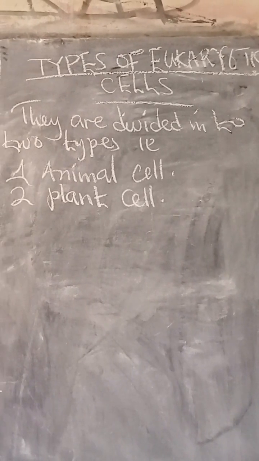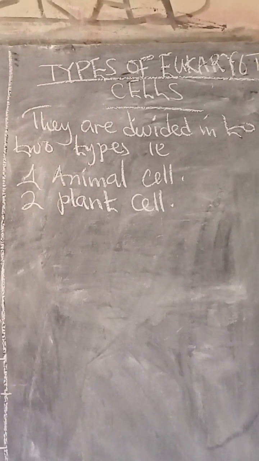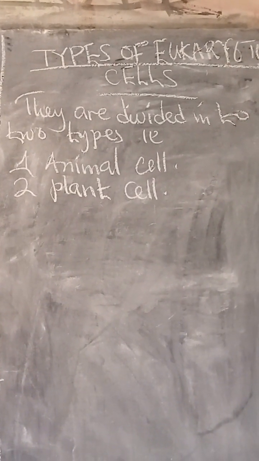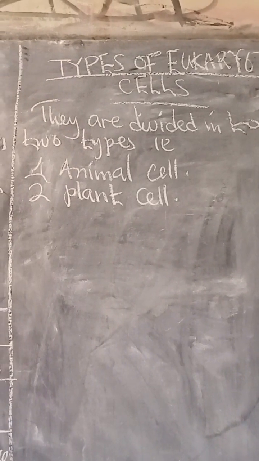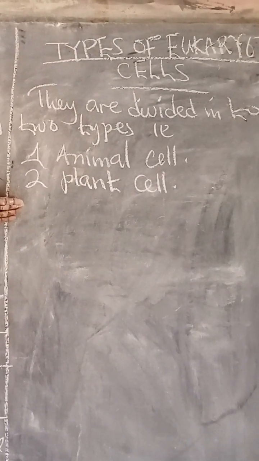When you see a question like "state two types of cells," you should be able to state the prokaryotic cell and the eukaryotic cell. But when they say "two types of eukaryotic cells," then we can talk about the animal cell and the plant cell.